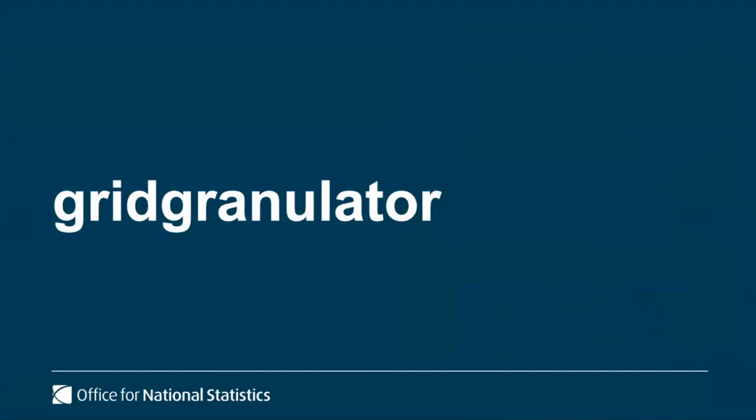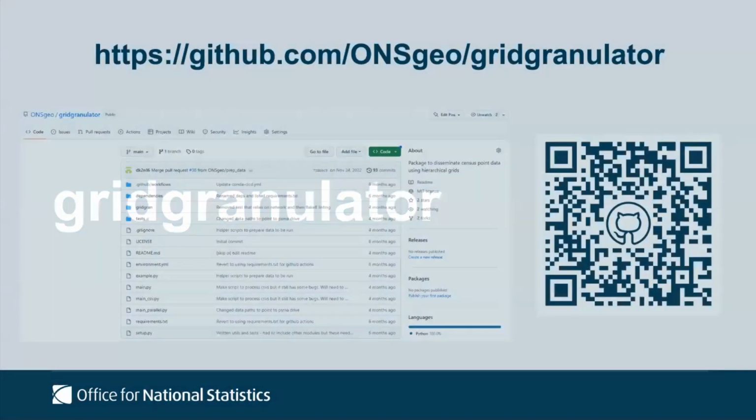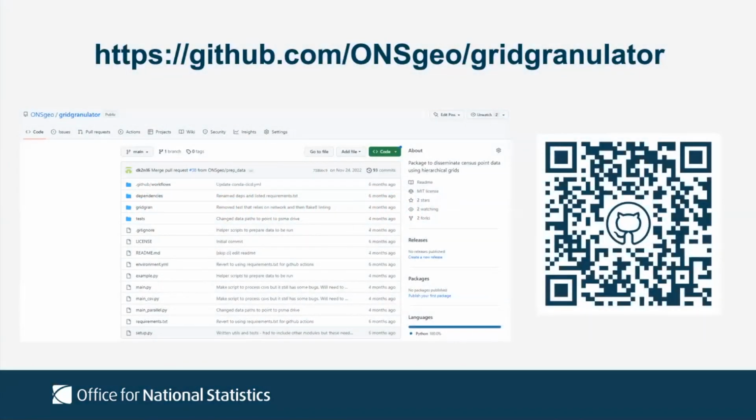So this leads me on to the grid granulator, which is a very catchy name, and what it actually is is our GitHub repository. Again, if you want to scan a QR code, it'll take you to this URL. It's a public repository. You're more than welcome to look at the code and do whatever you want within reason, you can fork it. It's there for you to have a look at.